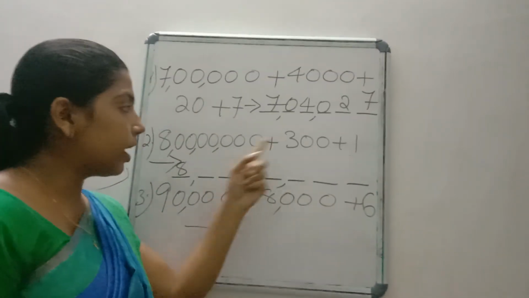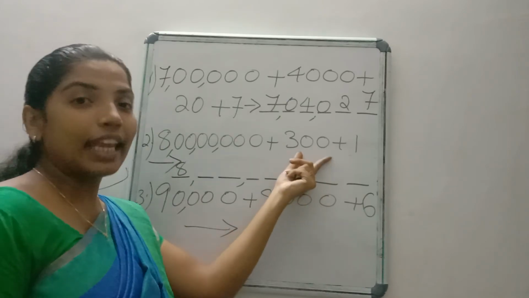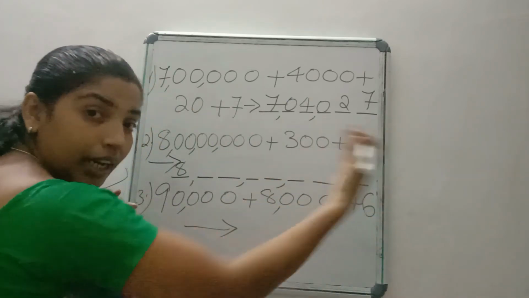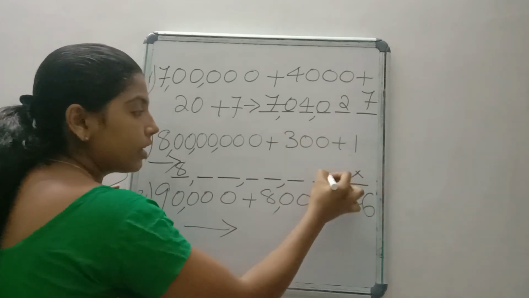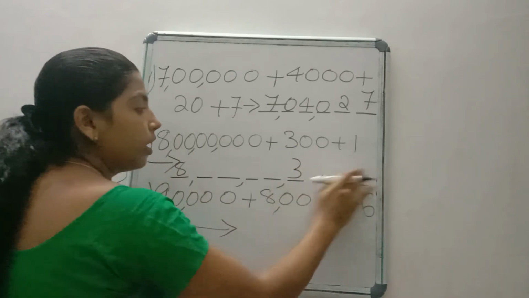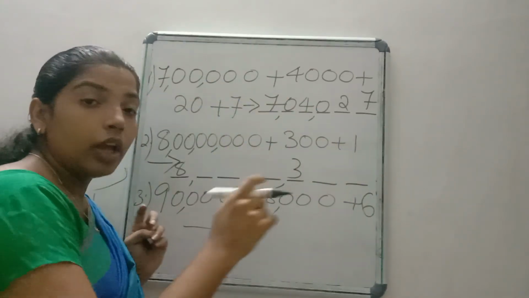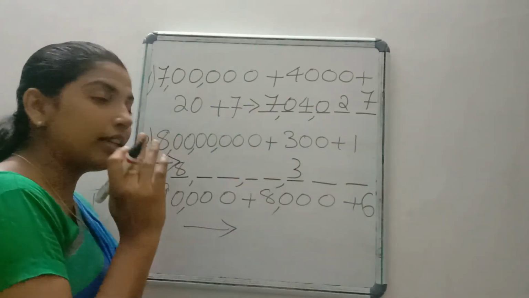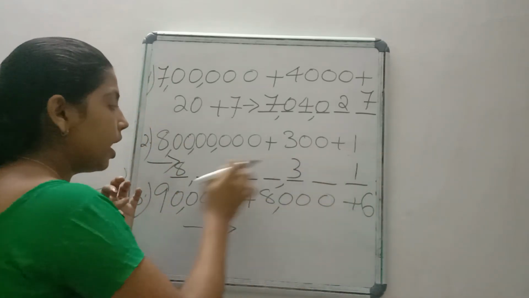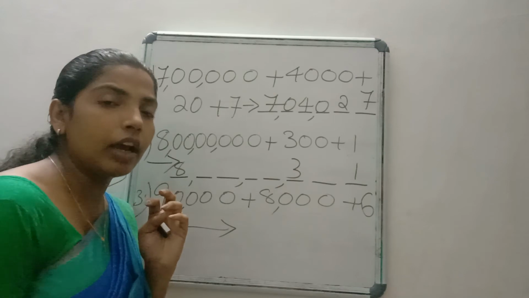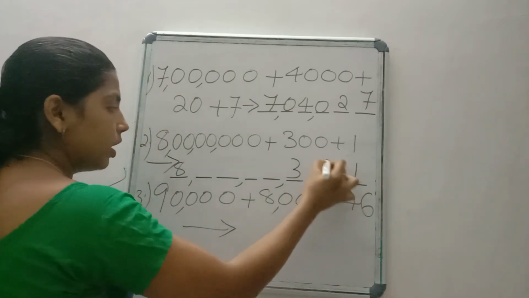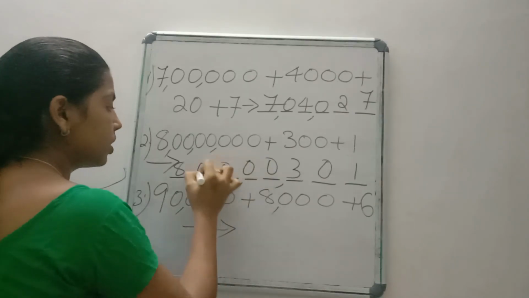Now observe the second number. It is 300. How many zeros are there? 2 zeros. So starting from the right end, leave 2 places and just before that write that 3. And our final number is 1. No zeros are there. Only that particular digit is there. So write it in the last place. And see, many spaces are vacant here. So in all those spaces we have to put zeros. 0, 0, 0, 0, 0.